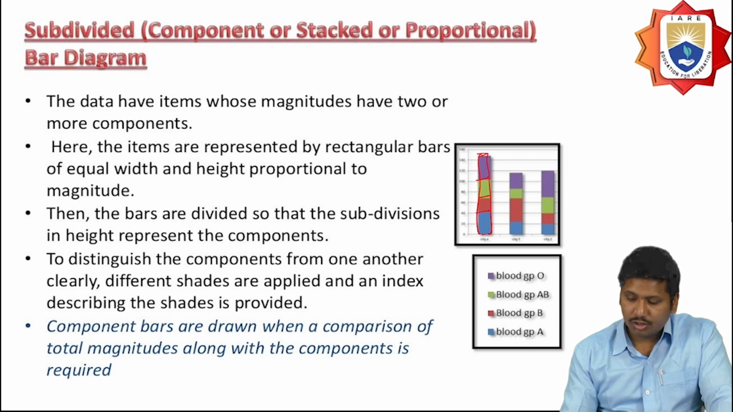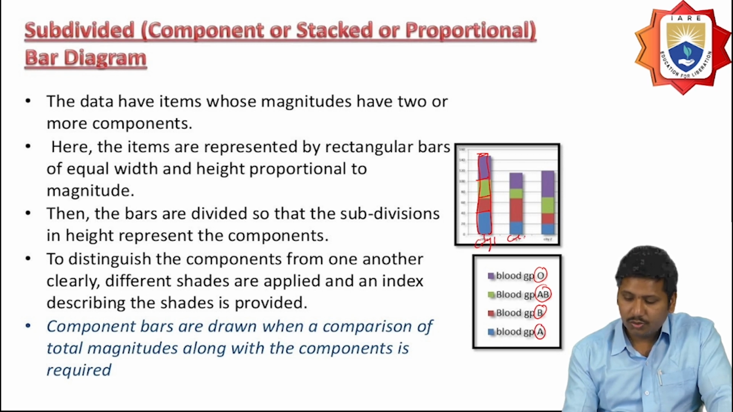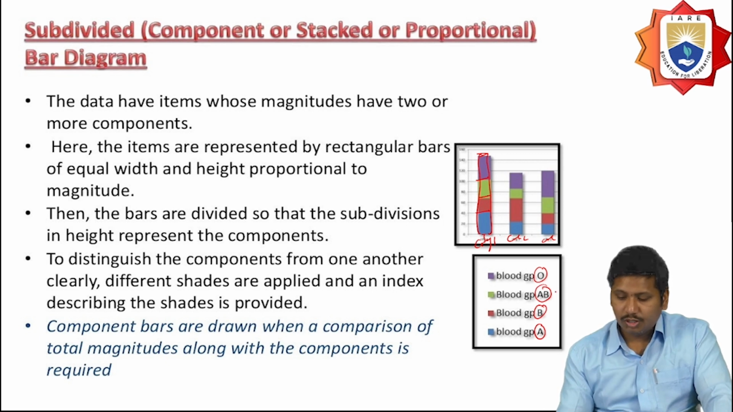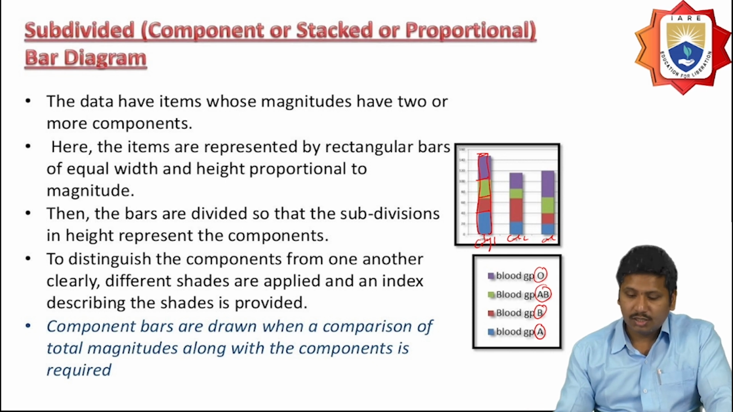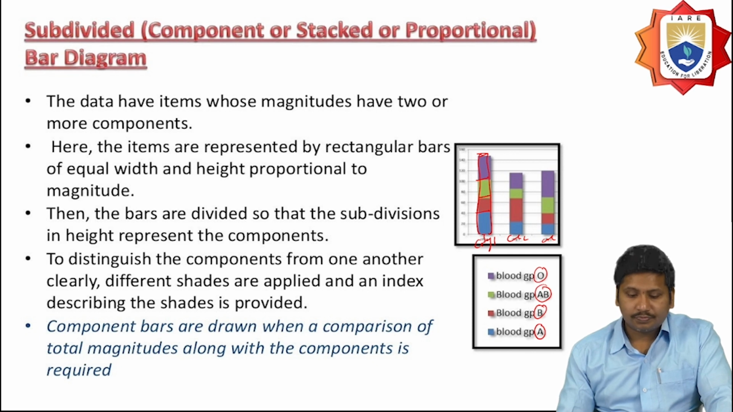Suppose I want to show, in a city, how many people have blood group O, blood group AB, blood group B, blood group A. I want to show this for the cities, right? So this is city 1 and city 2 and city 3. I want to know how many people have these blood groups. Similarly, I want to find out how many people have each blood group in city 2. Like this I want. So here I'm going to compare two different characteristics, right? So I have to make use of this proportional bar diagram.